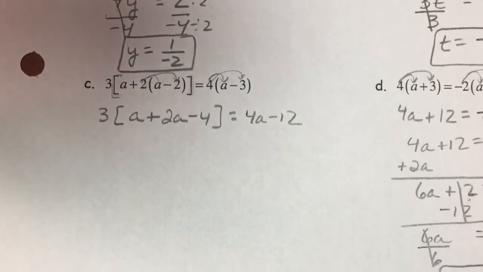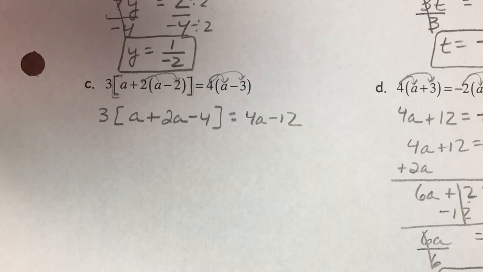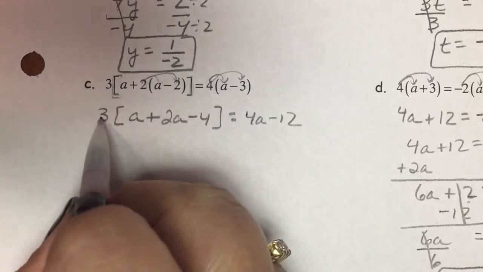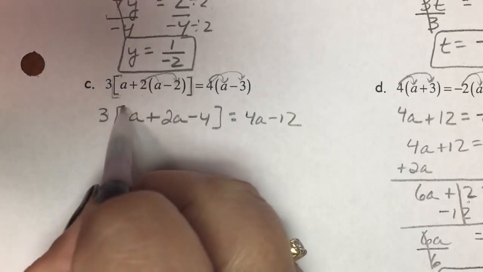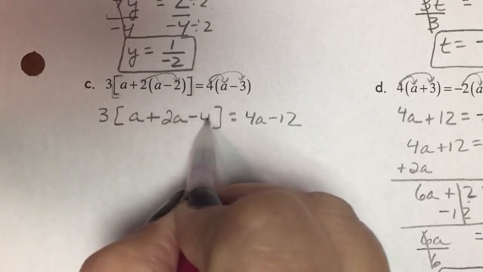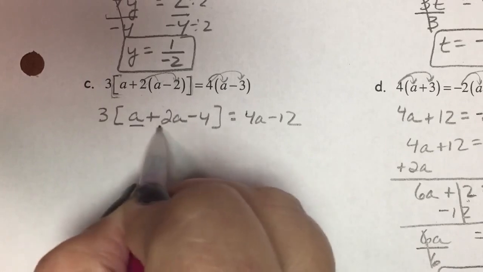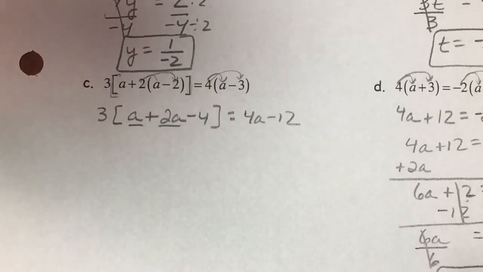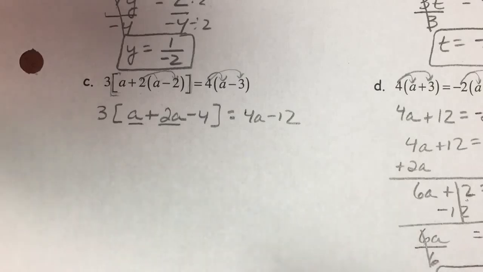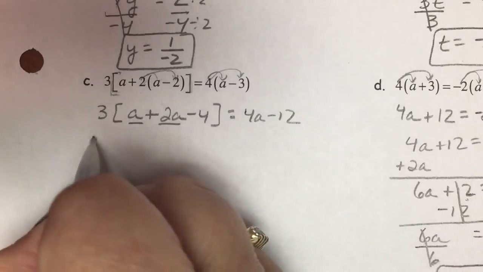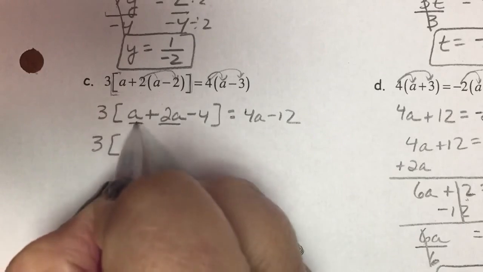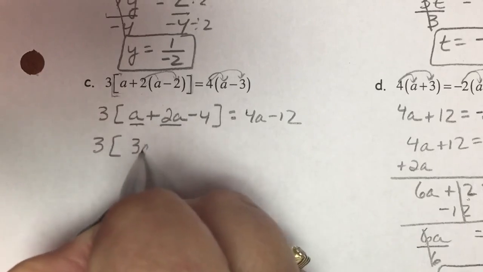Now, you're going to get the same answer either way. You could do one of two things. You could immediately now distribute the 3 through the brackets to get rid of those. Or do you happen to notice that there's some like terms on the inside that we can combine? And I'm going to choose to combine those right away. You either combine them now or combine them later. But I think I'm going to combine them now. 1a plus 2a is 3a.